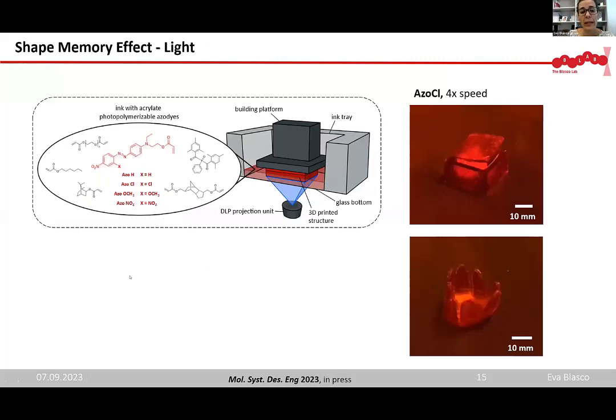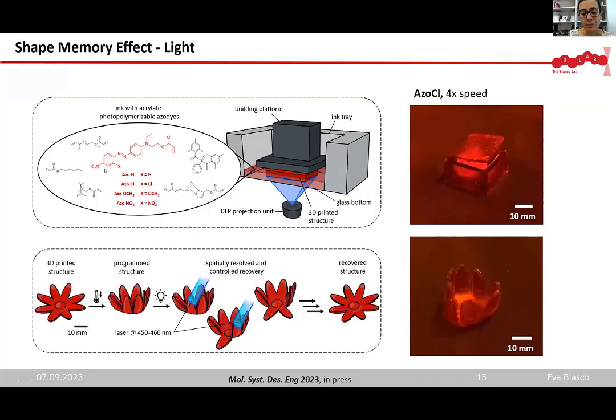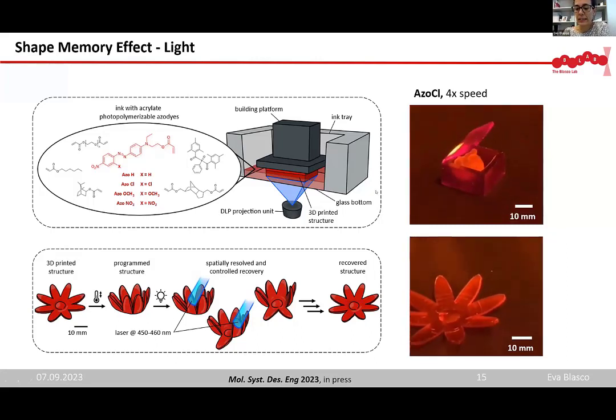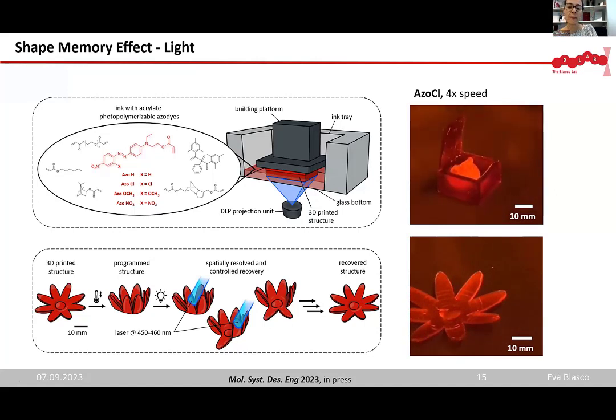So using the same formulation, we incorporate azobenzene as an absorber. And what we have here is a flower. We have programmed it in the closed form, and now we can have the recovery spatially controlled because we have the photothermal effect by irradiating the printed structure with the absorber. And we have also here another example. This is still at the macro scale. It works nicely. It's a bit slow because, of course, we have the diffusion, and we believe that at the micro scale we can go to faster response.